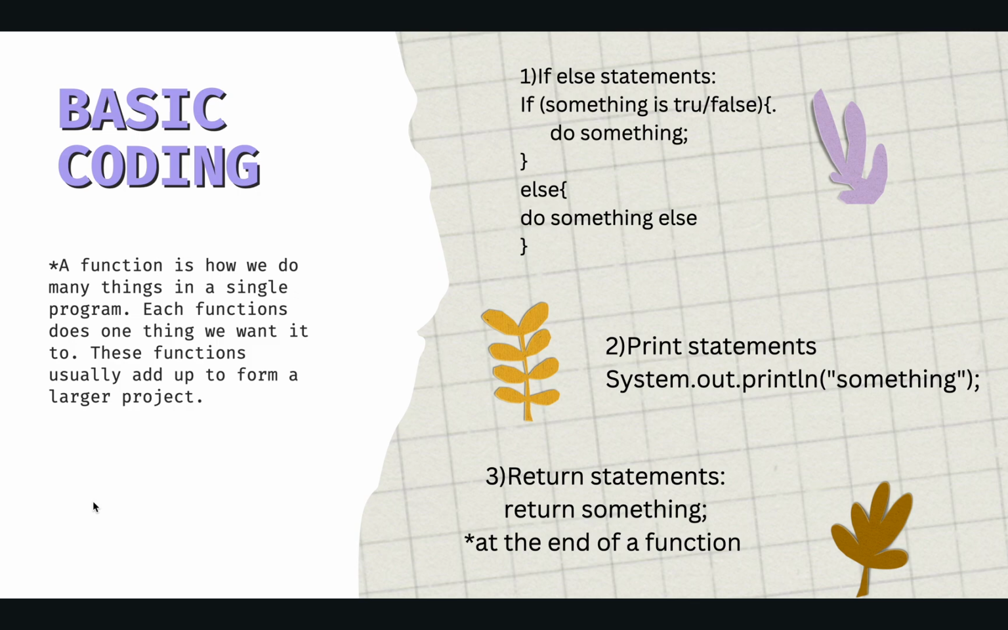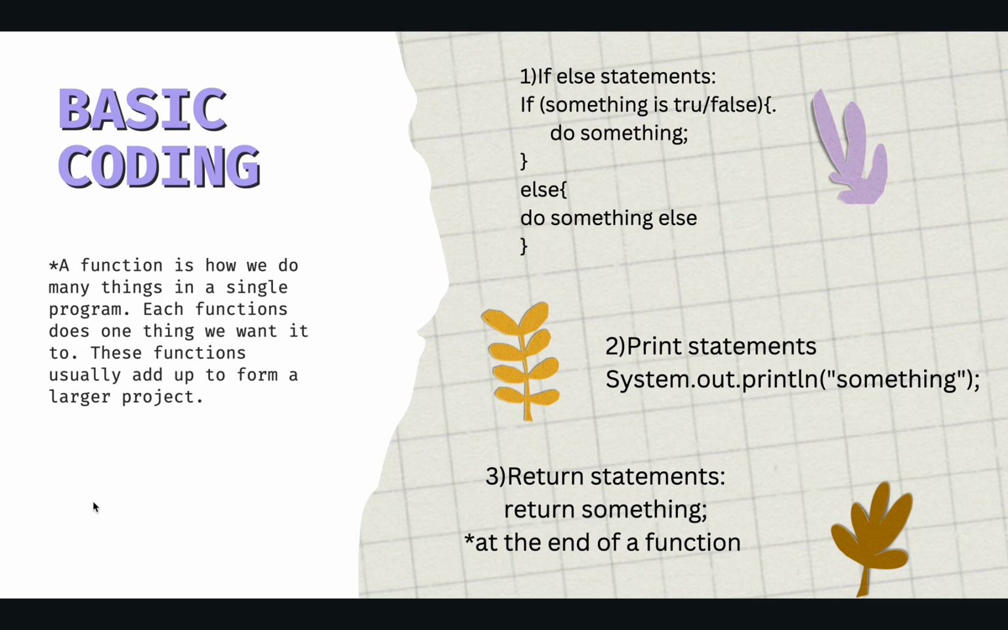So how print statements work is when we use the syntax System.out.println something, it will return whatever we put inside the parentheses. So when we actually run the program, that's what it will show.